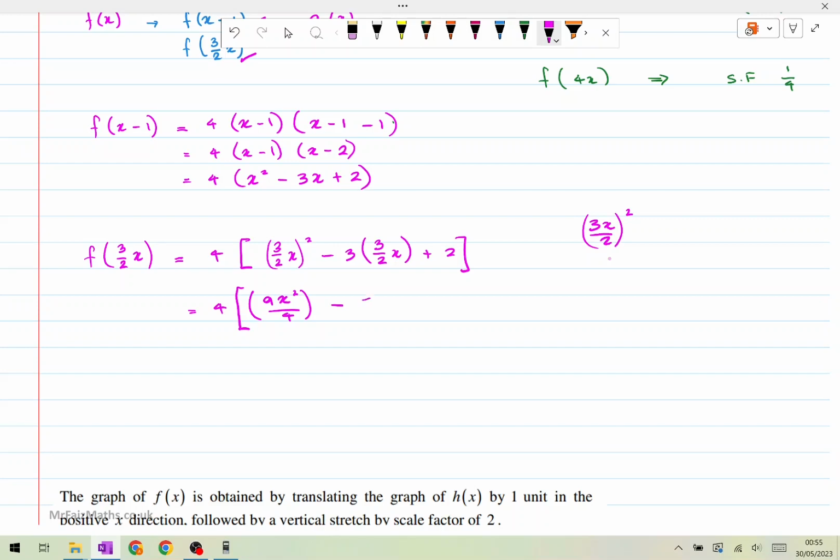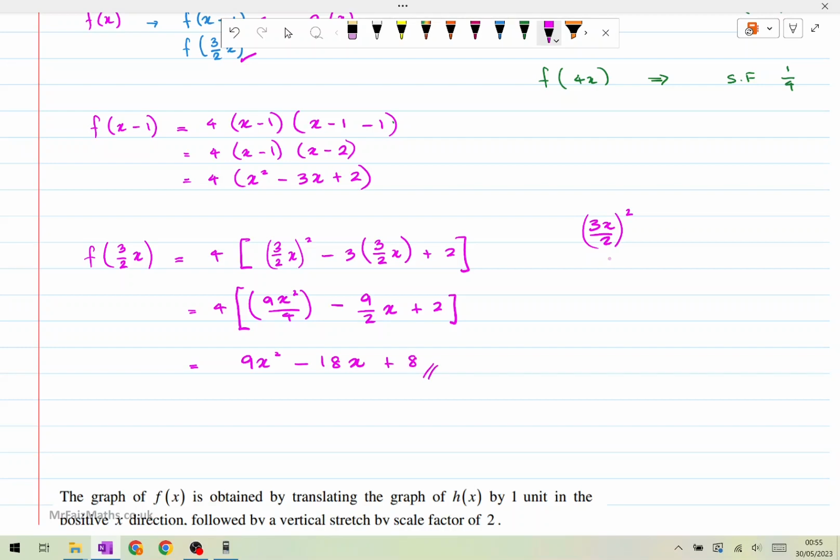So 3 times 3 would give me 9, so that's 9 over 2x and plus 2. And then finally multiplying the 4 into it, 4 times 9 over 4, so that 4 and 4 will cancel, so that gives us 9x squared. 4 times 9 divided by 2, so that's going to give me minus 18x. And then finally 4 times 2, that gives you plus 8.